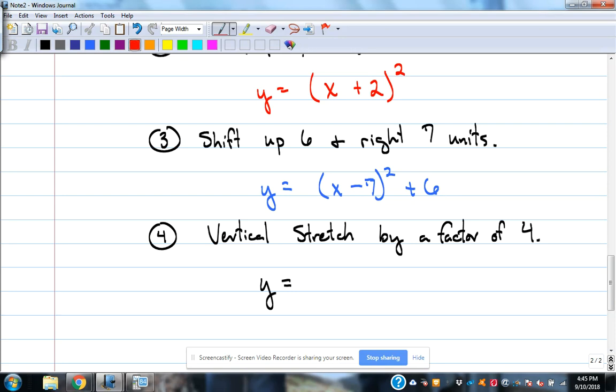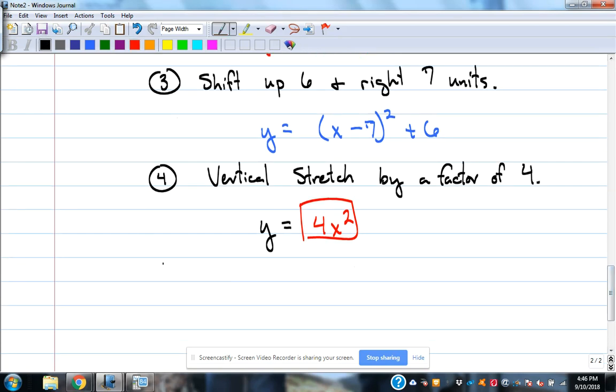A vertical stretch is going to be a multiplier where? On the inside or outside? Vertical is going to happen on the outside always. So we won't need to put that in there with the x and the x squared. It's just going to be 4 and then x squared.